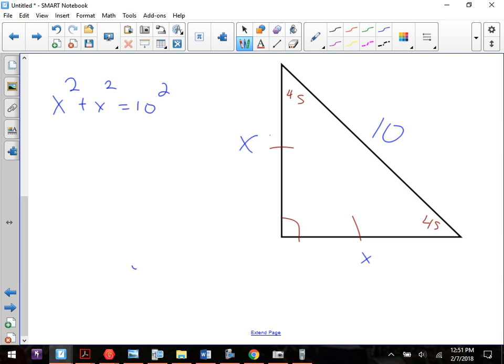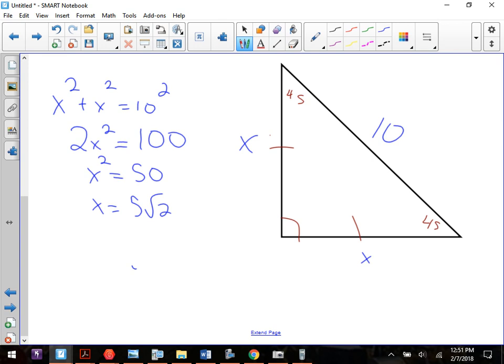Okay. What's x squared plus x squared? 2x squared. What's 10 squared? 100. Good. Now what do you do? Divide by 2, you get x squared is 50. Square root of it, and what do you get? You get 5 root 2.